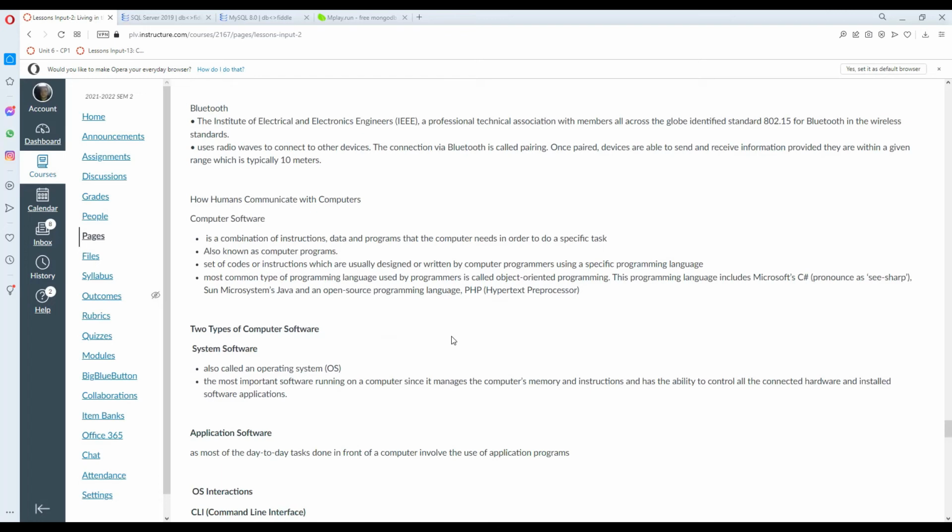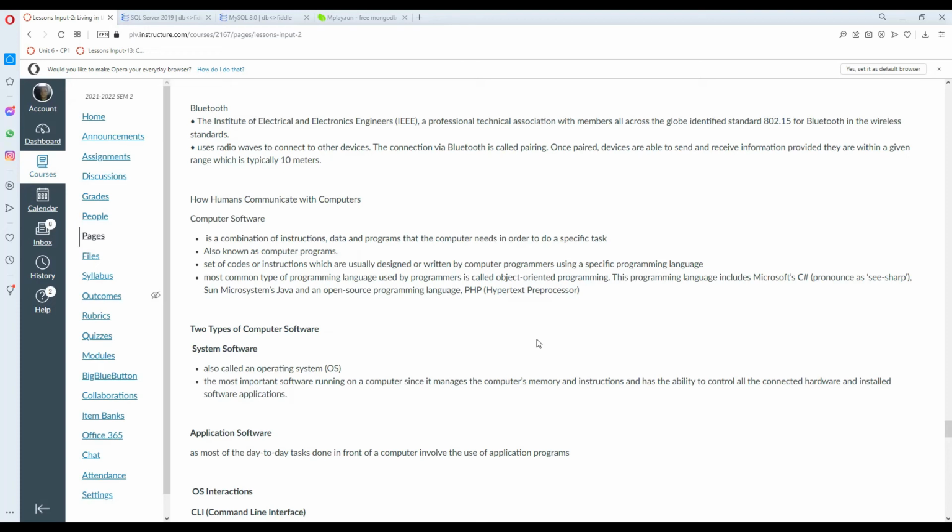How humans communicate with computers. First is through computer software, which is a combination of instruction, data, and programs in the computer needed to do a certain task. We also have computer programs, which is also the other term for computer software. Computer software is also a set of codes or instructions, usually designed or written by computer programmers using specific programming language. Most common type of programming language is called object-oriented programming.